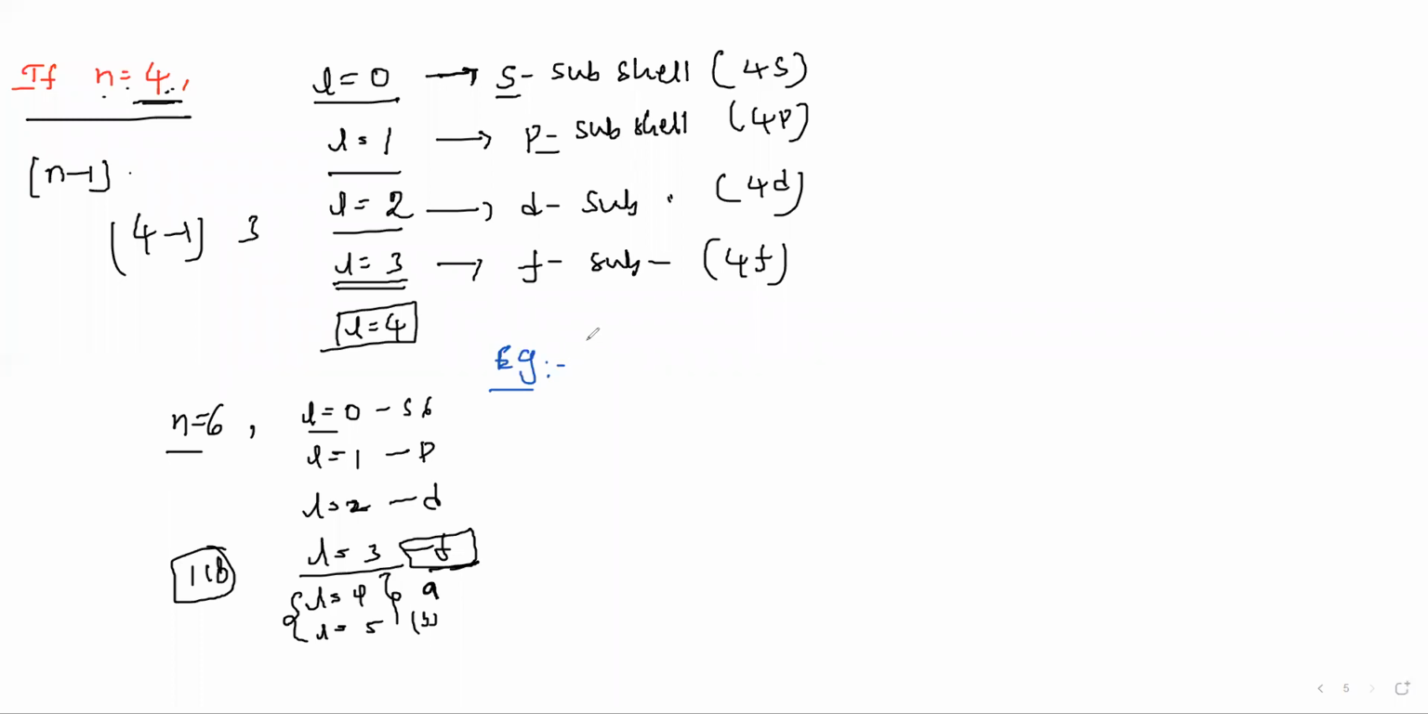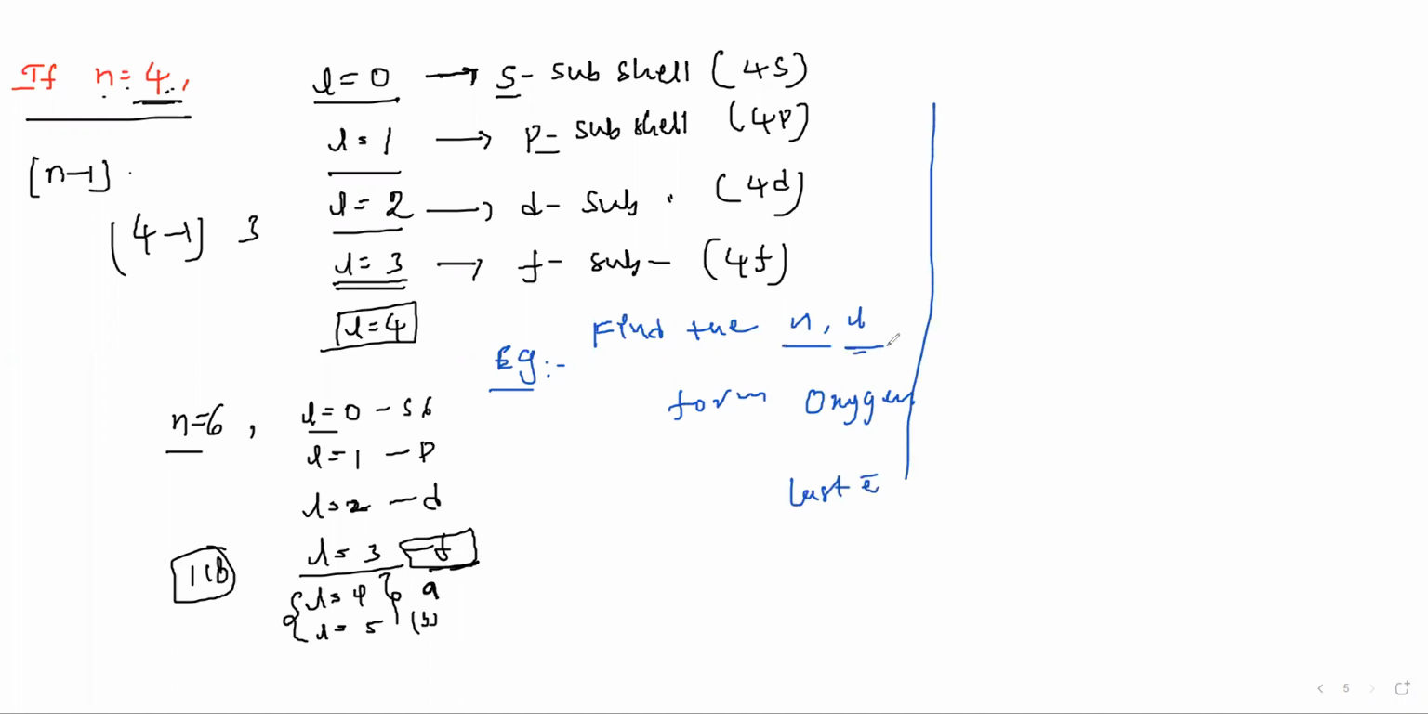Simple, I'm giving, see. Find the n principal quantum number and L for oxygen's last electron, suppose it is asked. Oxygen's last electron: we have to find the principal quantum number and azimuthal quantum number. Oxygen atomic number 8, its electronic configuration 1s2, 2s2, 2p4.